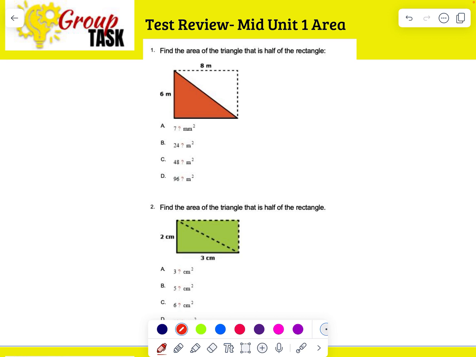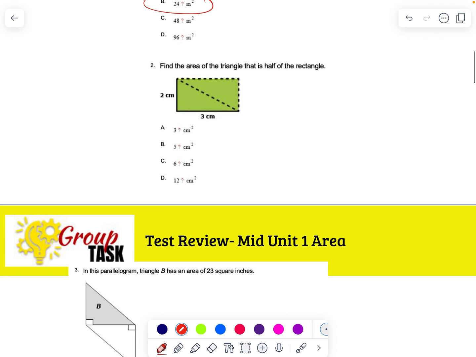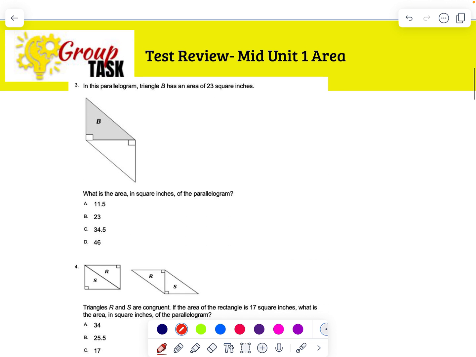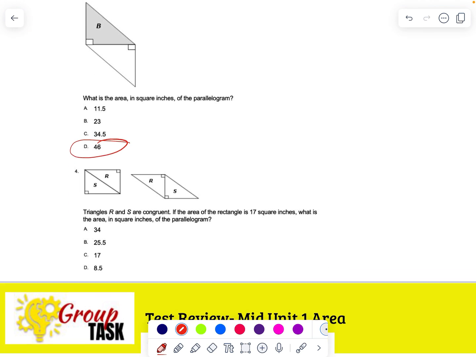Okay, we went over number 1 in class, so I don't feel like we need to go over number 1 per se, but I will give you the answer. The answer to number 1 is B, 24. We also in class went over number 2, so that answer is 3, but you should all have that answer. Number 3, the answer is D, 46. We went over that in class.